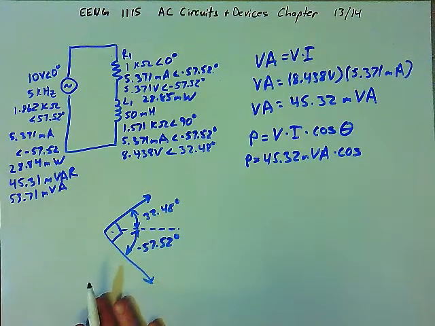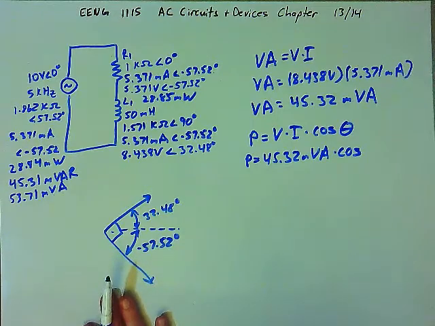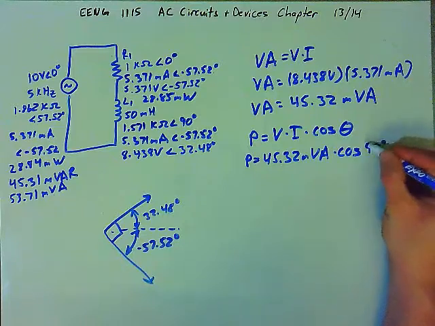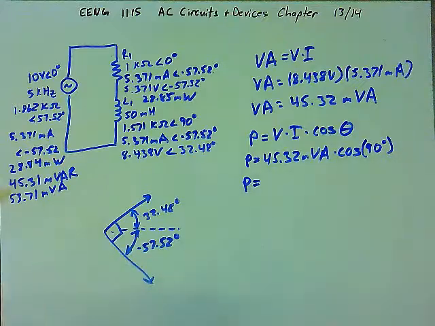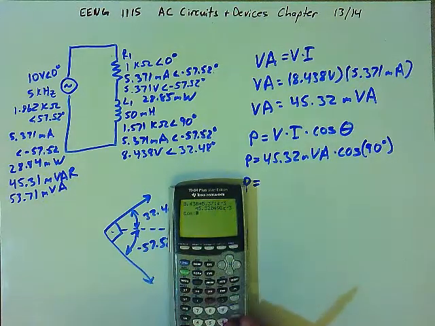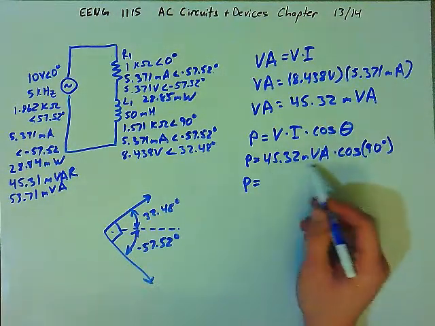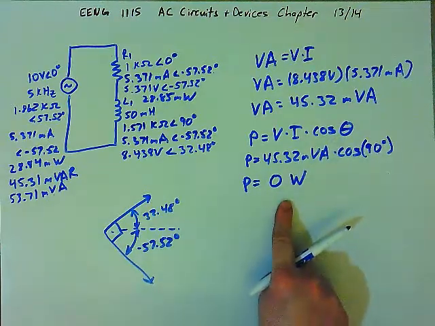We saw that in the purely inductive circuit that didn't have a resistor. The voltage and the current on the inductor, when there was no resistor, were 90 degrees out of phase, and that's going to be the same whether we have a resistor or not. And so the angle here is 90 degrees. And so the power will be, well, the cosine of 90 degrees is 0. 0 times any number is 0. There's 0 watts being consumed by the inductor.